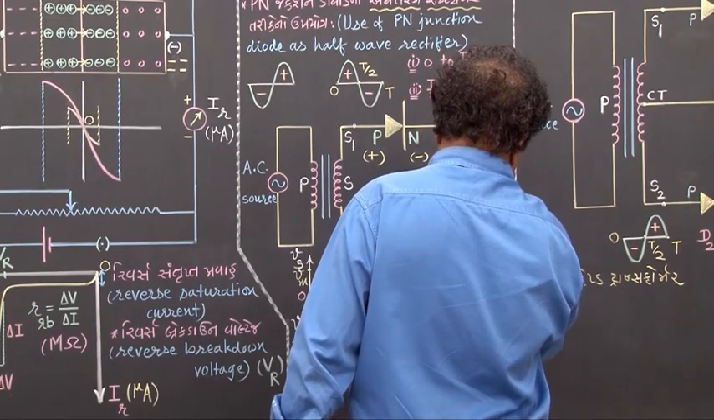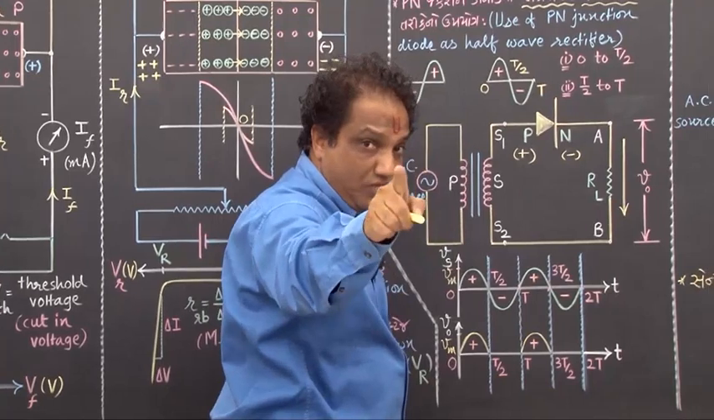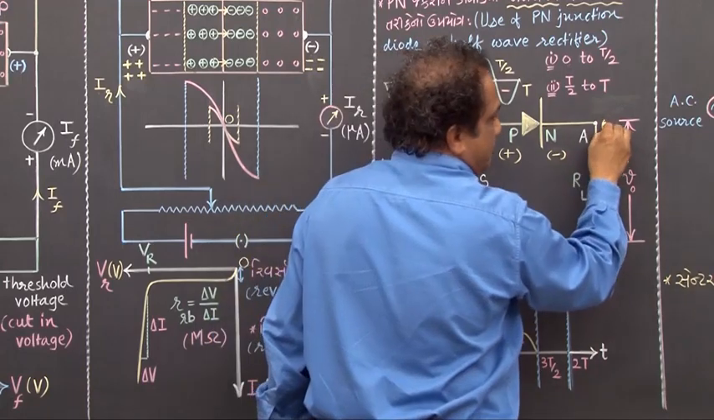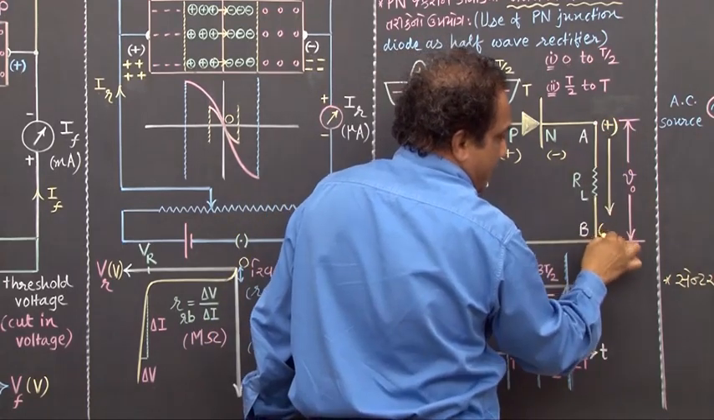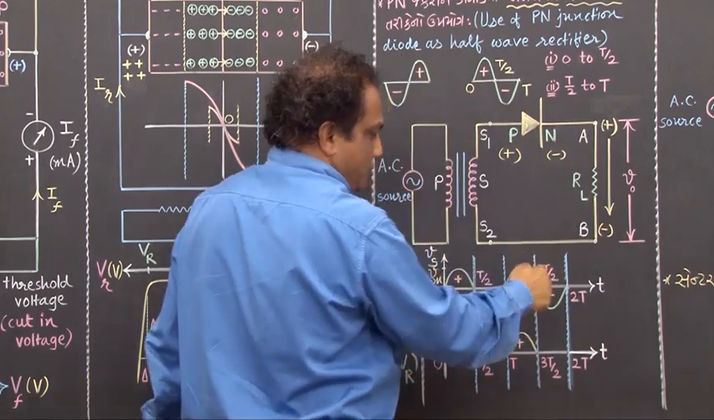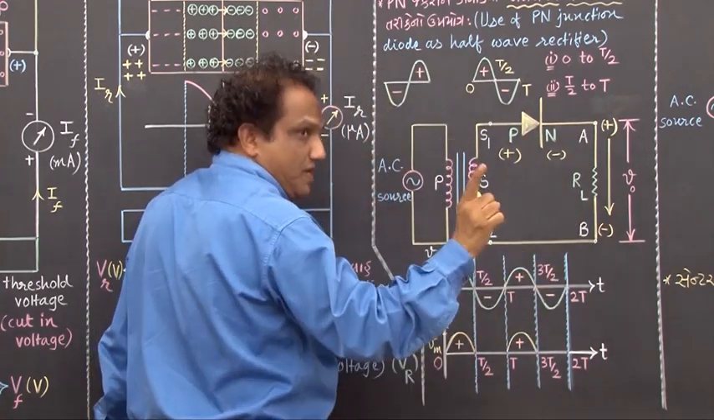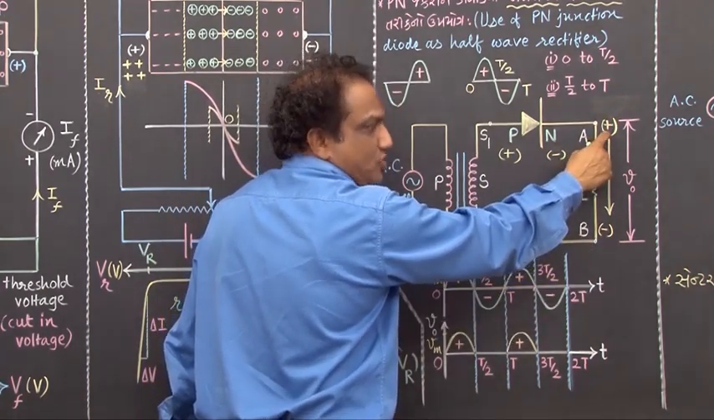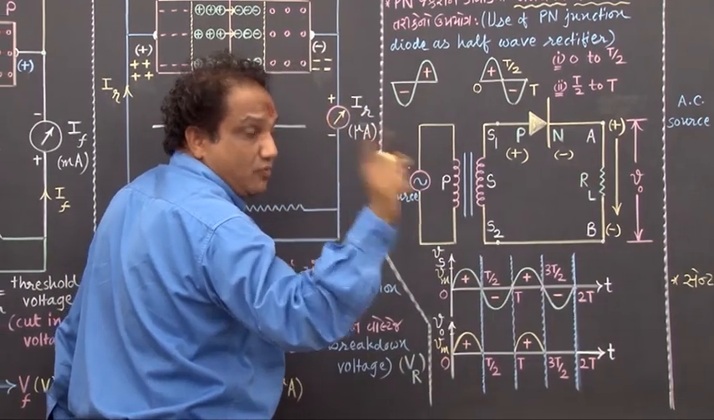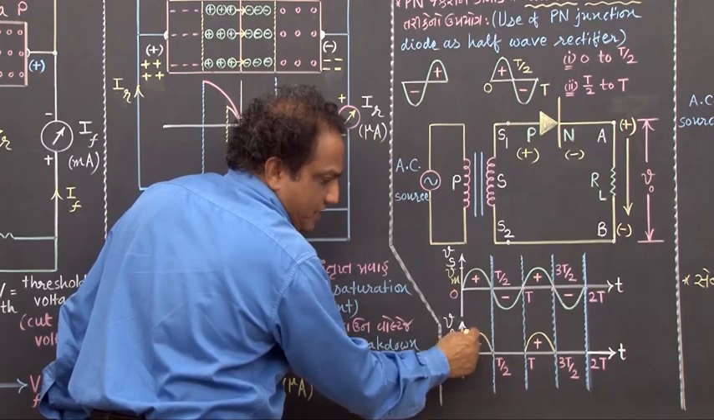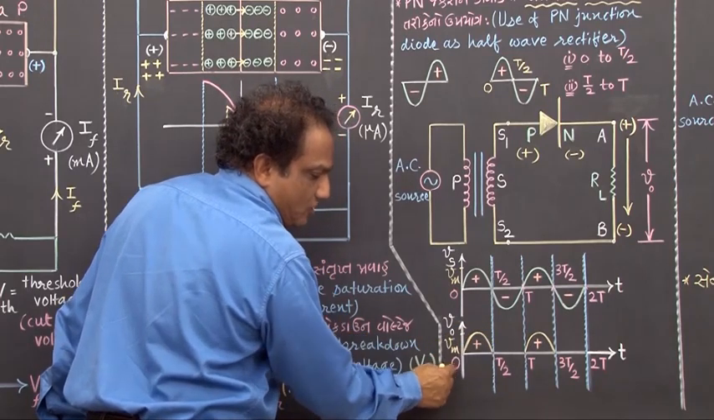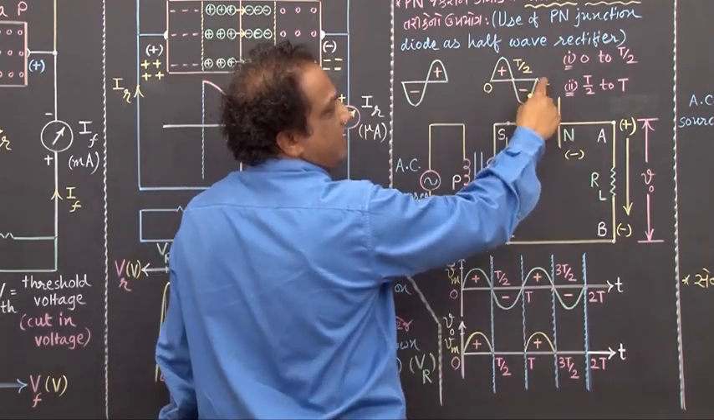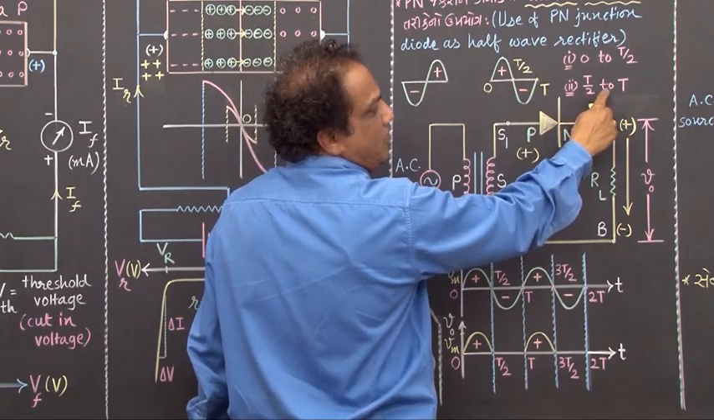Where is the conventional direction of current? It is always from positive potential to negative potential. If current is flowing from A to B, A must be at positive potential and B at negative potential. So the potential at A with respect to B is positive, and I show a positive going half cycle in the output voltage VO from 0 to T by 2. Now let us consider the next half cycle, from T by 2 to T.